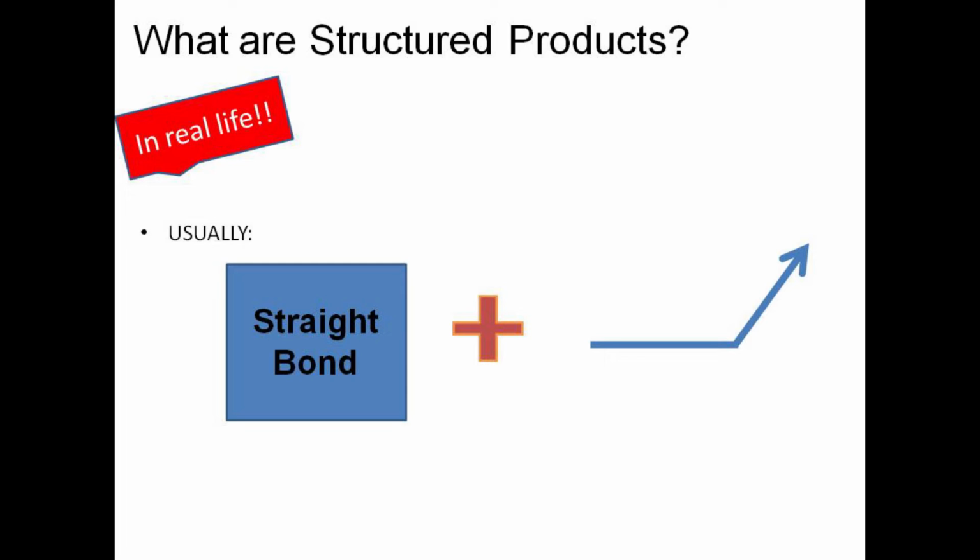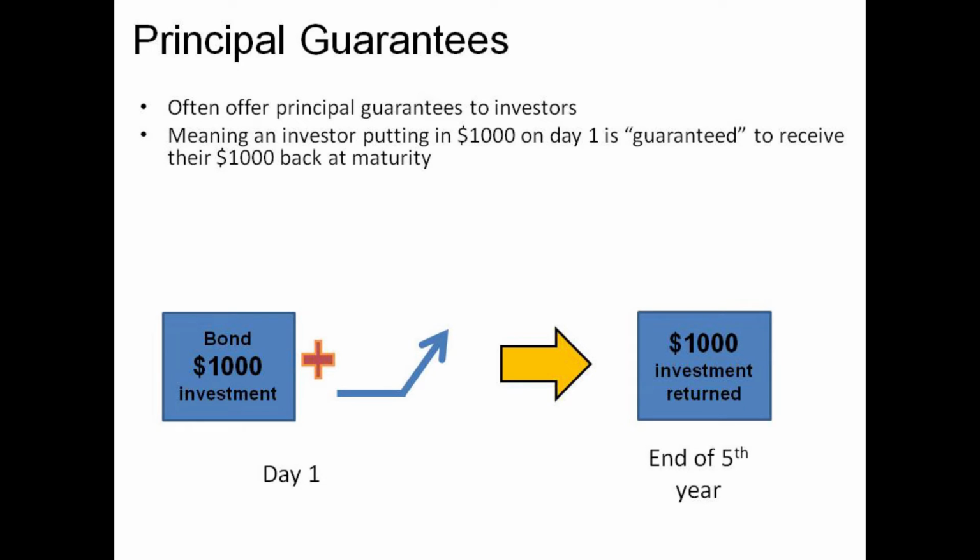Often the type of products that you'll see as structured products are things like what they call principal guaranteed products. And that will mean that, say, an investor who puts in $1,000, if they invest $1,000 in a structured product, they'll be told that they're guaranteed to receive that money back at maturity. So the worst case scenario, they're told, is that they'll at least get their money back.